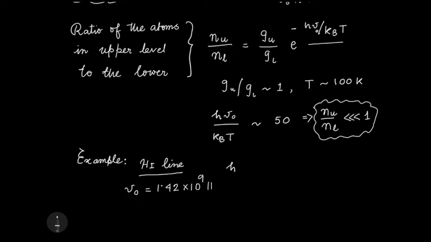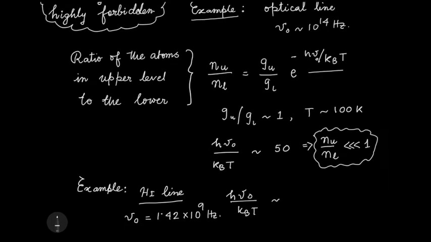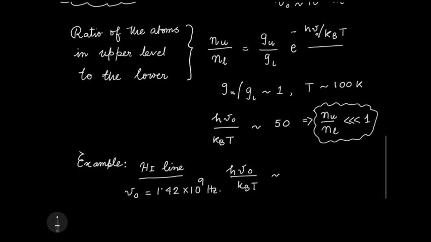In this case, nu naught is, so let's not be so much particular, but it is 1.42 into 10 to the 9 hertz. Sorry, 10 to the 9 hertz, not 19. So h nu naught by kB T, what we have done is that 14 has become 9. So there is an order of 5 difference, 10 to the 5 difference.